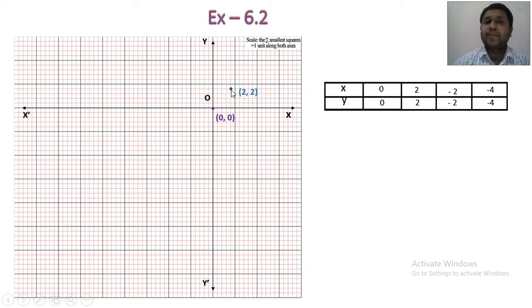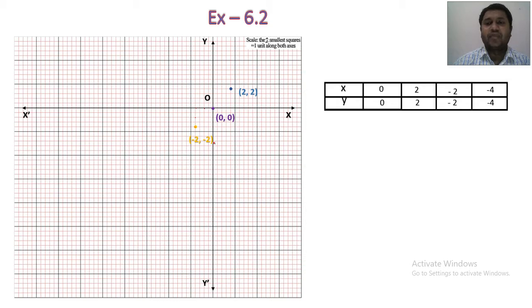So I just take 2 comma 2. 2 small squares mean 1 unit, so it is x equal to 2 here. That's why I am taking 1, 2, this is the 2, similarly 1, 2, this way. So similarly, if I take minus 2 and minus 2, look here, this is minus 1, this is minus 2, similarly this is minus 1, minus 2 from y. So I just did this here, and here is my point minus 2 comma minus 2.